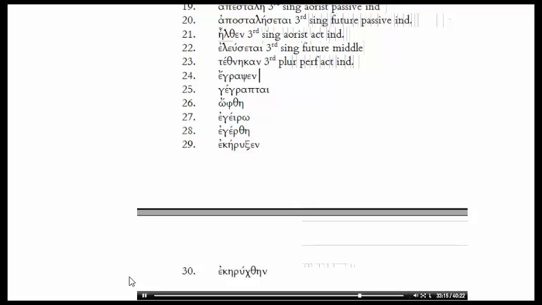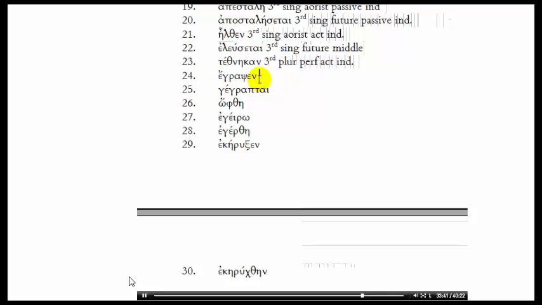Okay, agropsen. Do you see what that's from? Do you recognize that it is from grapho, the word to write? What form would that be? Agropsen, well look, it's got an augment here. Instead of the phi here, we have a psi. Looks like aorist to me. And of course, the sigma and the phi sort of make a psi when you put them together.